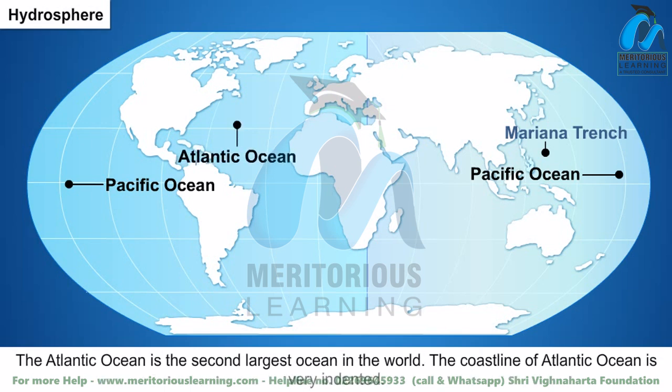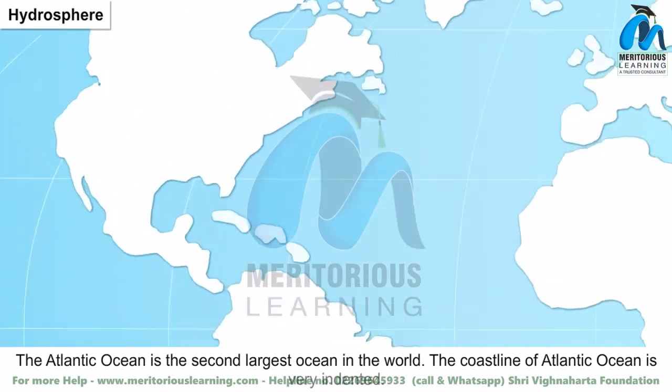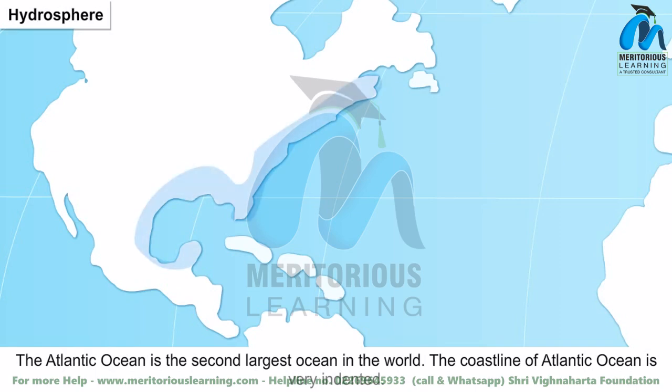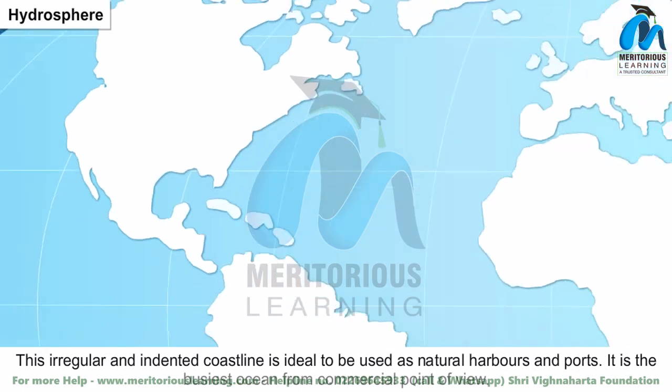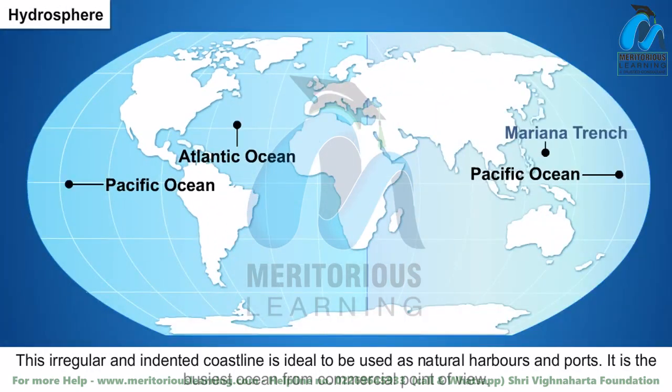2. The Atlantic Ocean is the 2nd largest ocean in the world. The coastline of Atlantic Ocean is very indented. This irregular and indented coastline is ideal to be used as natural harbors and ports. It is the busiest ocean from a commercial point of view.